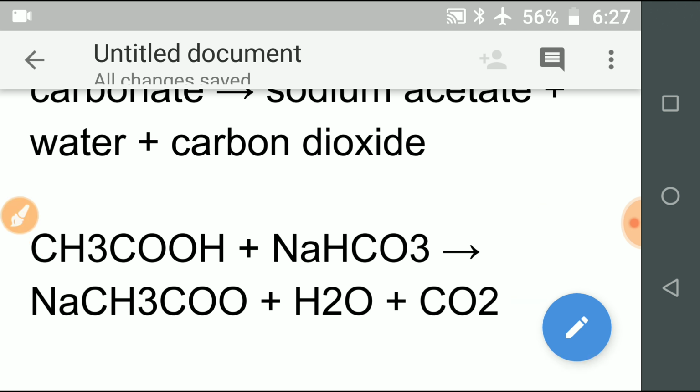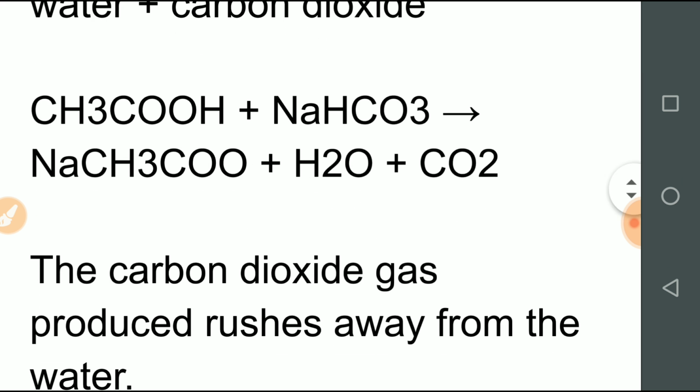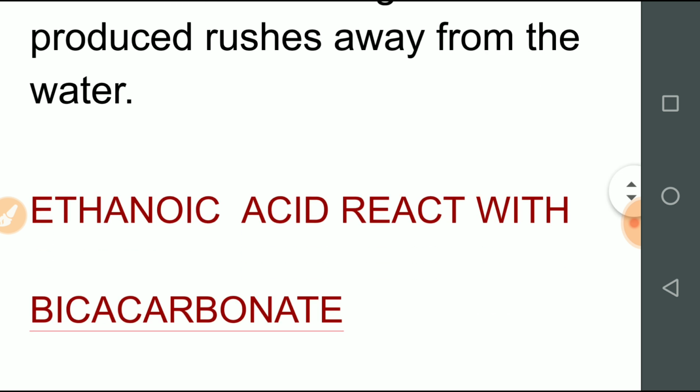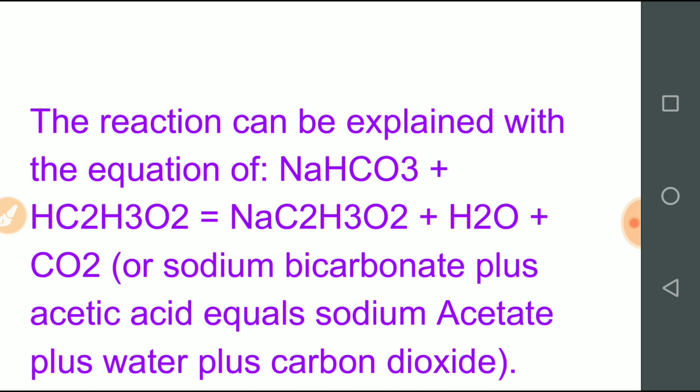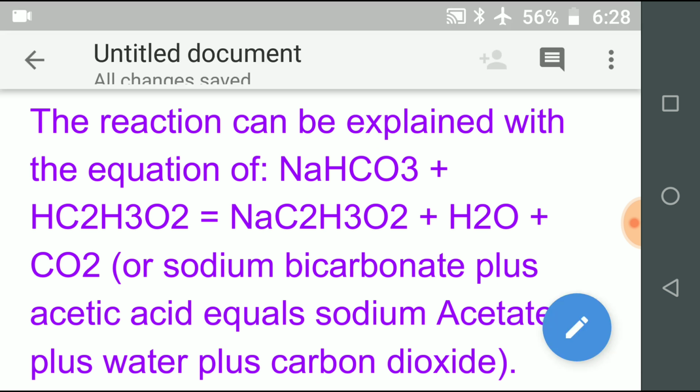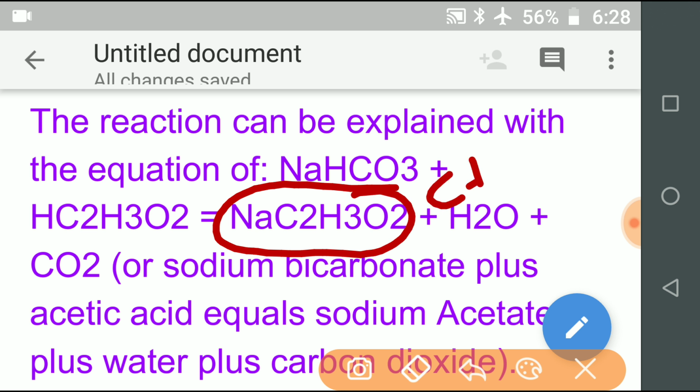Now let us discuss one more reaction, that is, the reaction of ethanoic acid with sodium bicarbonate. The carbon dioxide gas is produced and rushes away from the water. Ethanoic acid reacts with bicarbonate. Dear friend, the reaction can be explained with the equation: NaHCO3, sodium bicarbonate, reacts with ethanoic acid, CH3COOH, giving rise to NaC2H3O2 plus H2O plus carbon dioxide. Or in another form, CH3COONa plus water, and carbon dioxide is released.